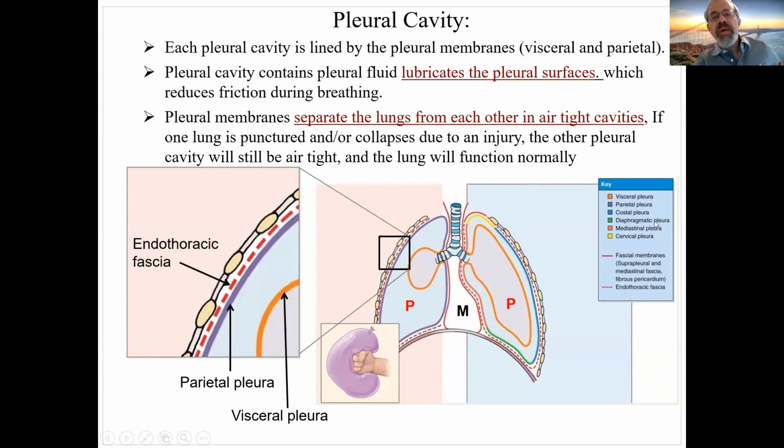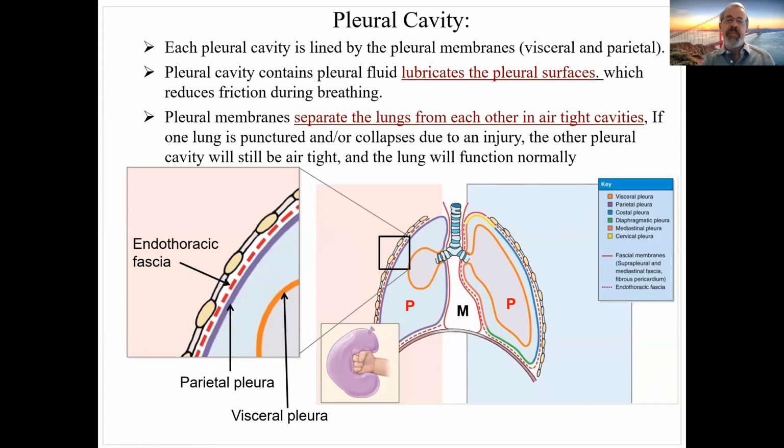All right, so what can we say about the pleural cavity? Each pleural cavity is lined by the pleural membrane, as I mentioned. What is the function of the pleural cavity? Even though I called it a space, it is a fluid-filled space that helps to lubricate the linings, the visceral and parietal pleura itself, which reduces friction.